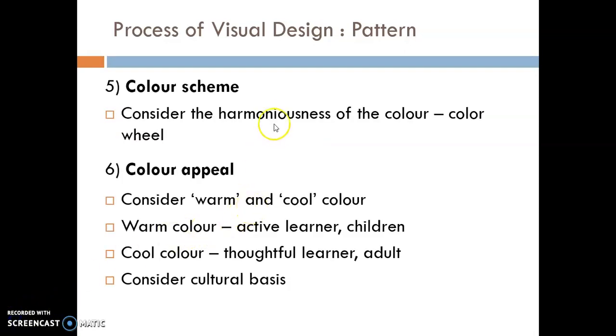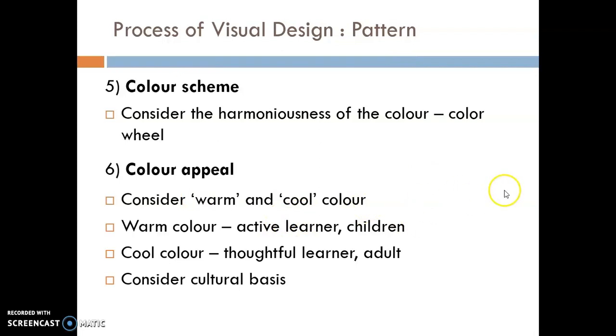The next topic is color schemes and color appeal. A color scheme is considered harmonious, and color appeal is considered in terms of warm and cool colors. What is warm color? Warm color is for the active learner, such as children, and cool color is for the thoughtful learner, such as adults.